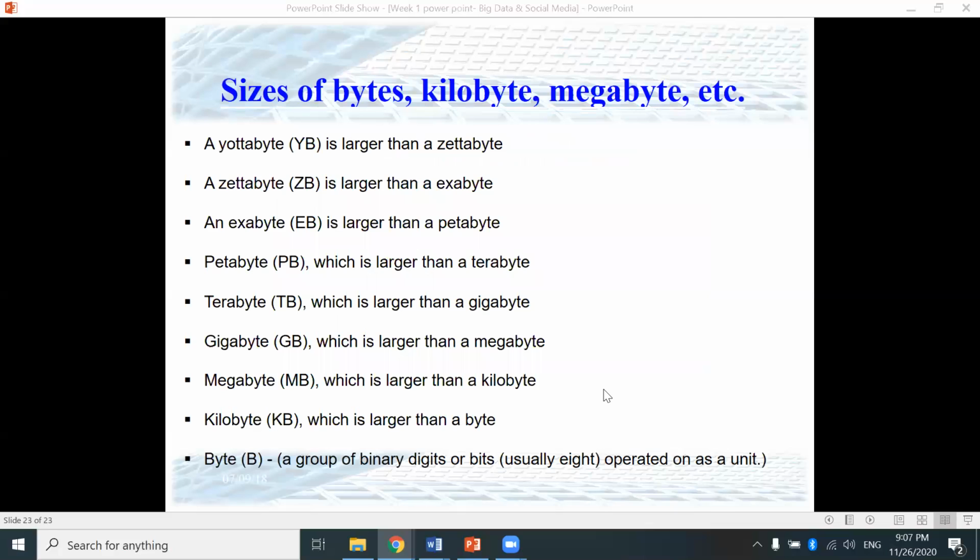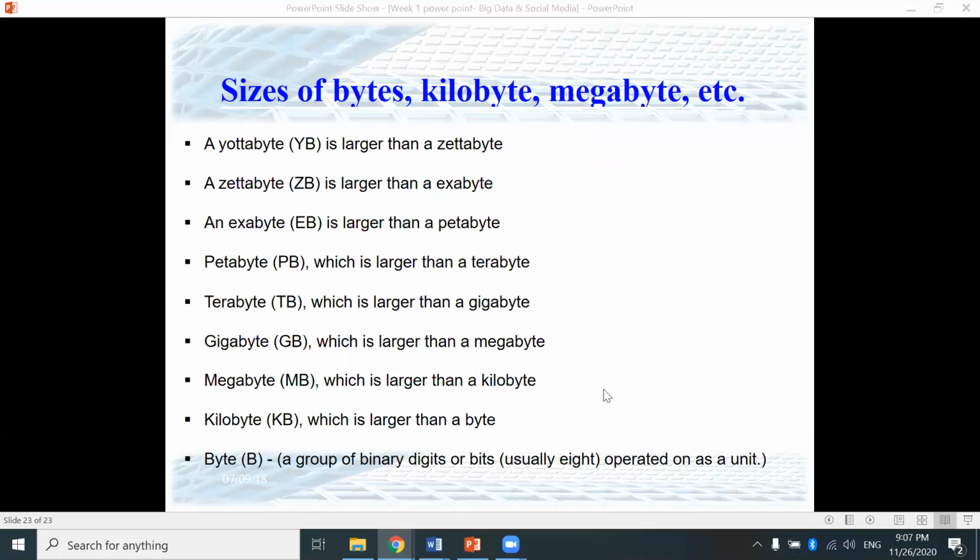Let's talk about sizes of data. Let's go from the bottom up. A bit is either a 0 or 1. A byte is a group of binary digits: 1 byte is 8 bits.